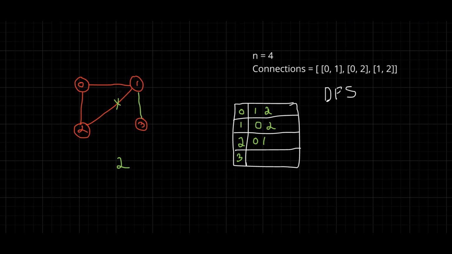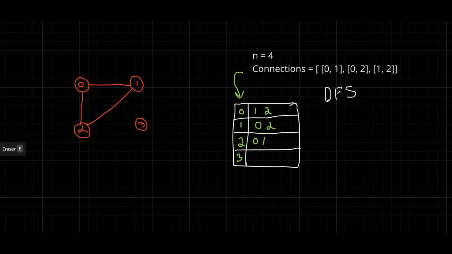So the basic intuition is, at first, we have to make an adjacency list. After that, we have to run a DFS to calculate the number of connected components in the graph. After that, the answer will be the number of connected components minus 1. So now let's dry run the example.